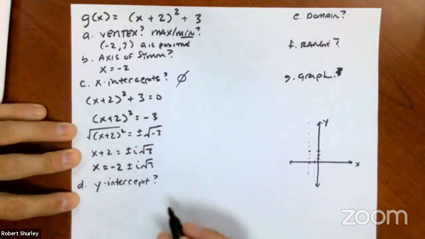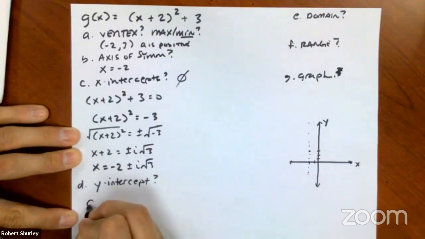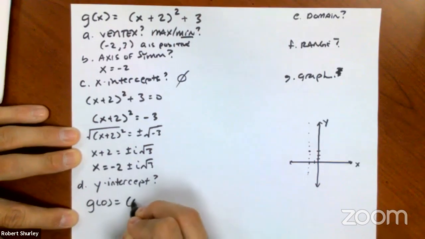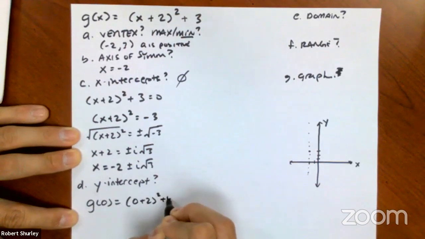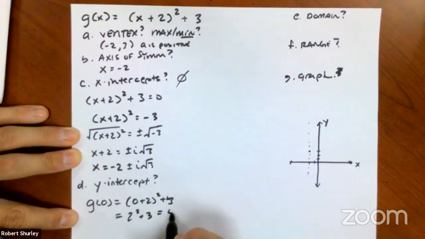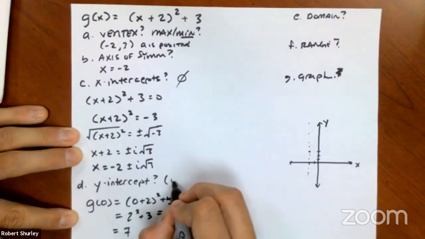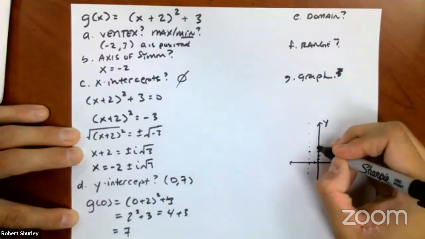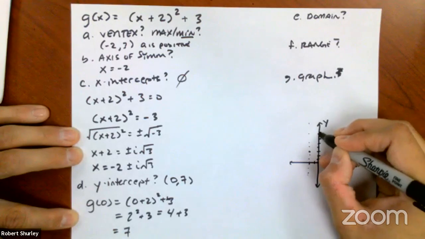Now, the y-intercept, though, we're going to solve this thing out. So remember, we set x equal to 0. It ends up being like 7. So 2 squared plus 3. Yeah, that's just 4 plus 3. So we wind up with 7. So (0, 7). So 1, 2, 3, 4, 5, 6, 7.